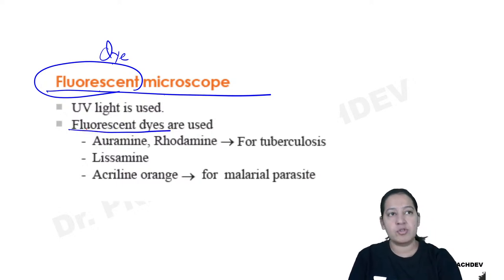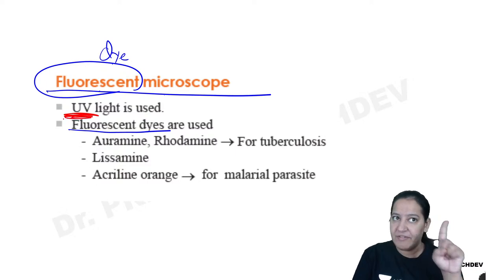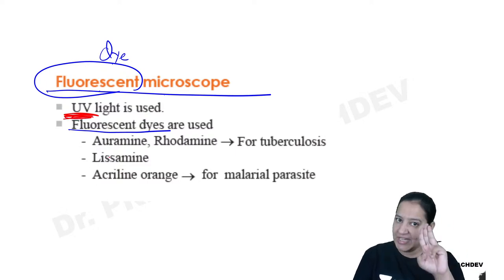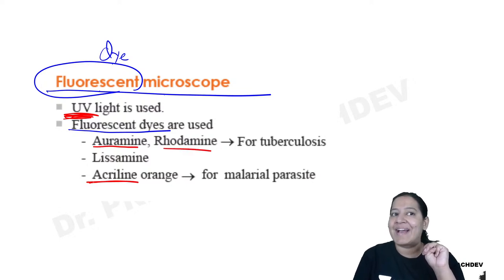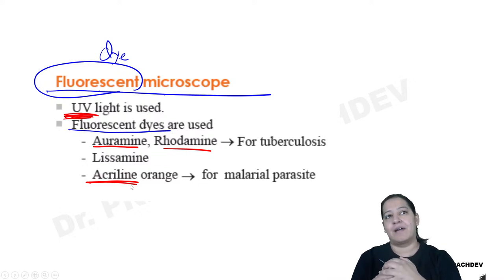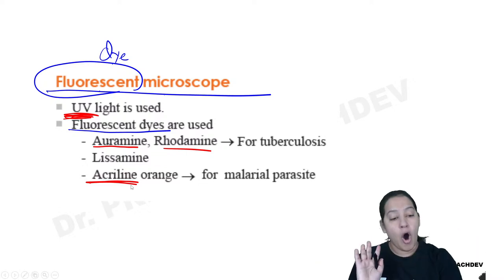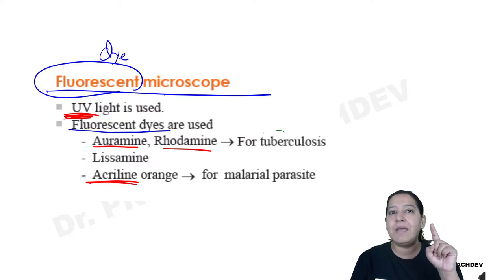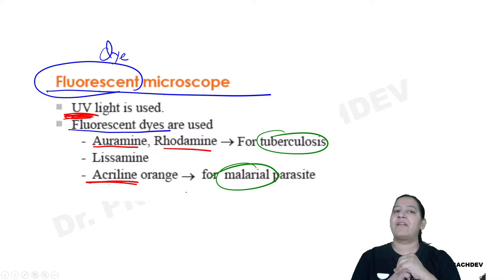In fluorescent microscope, we use UV rays. First thing, we use UV rays. And there are three types of fluorescent dye. Auramine, rhodamine and acridine orange. There are three fluorescent dyes. Tell me the color. Color main baad mein batati hu. Auramine and rhodamine is used for TB. For TB. And acridine orange is used for malaria.